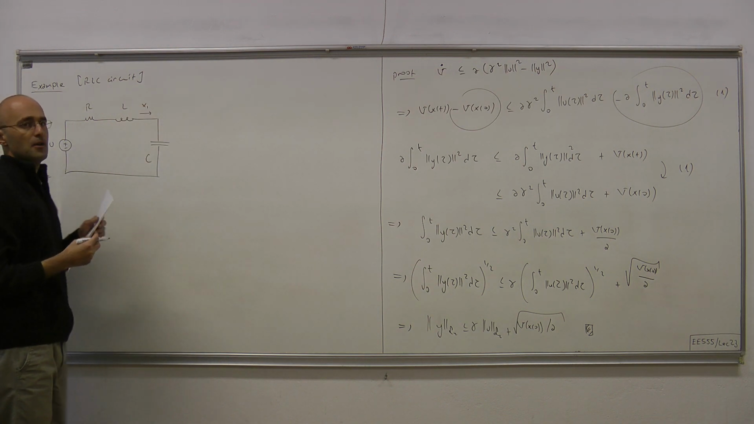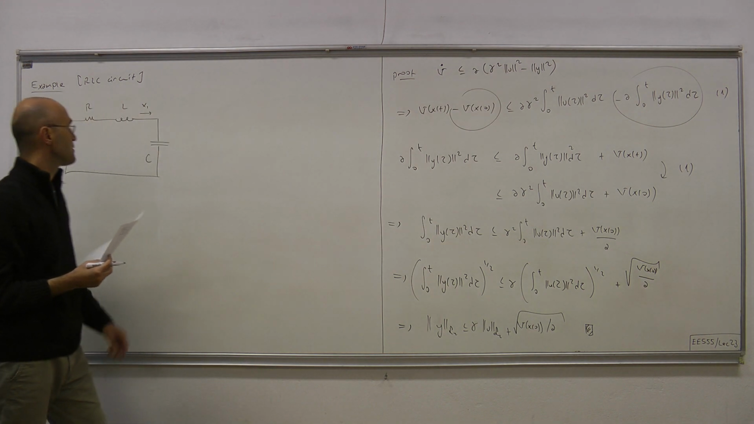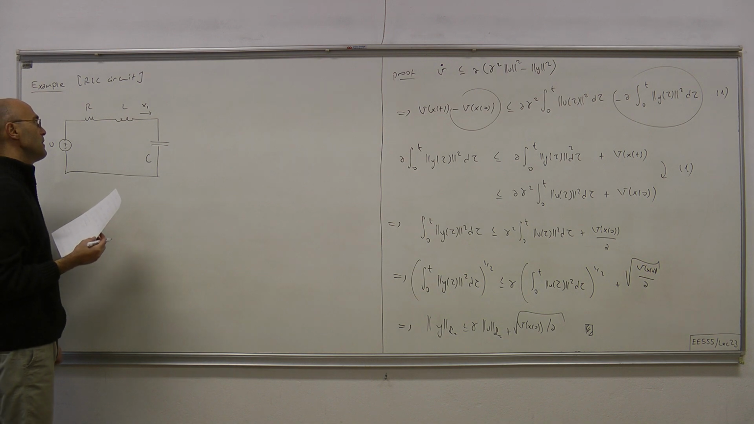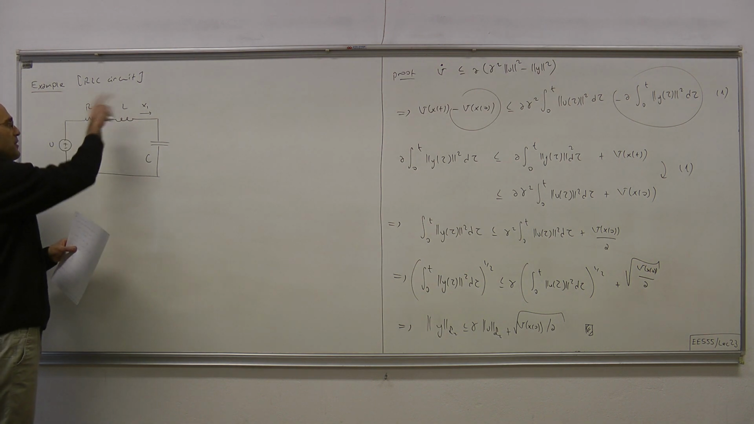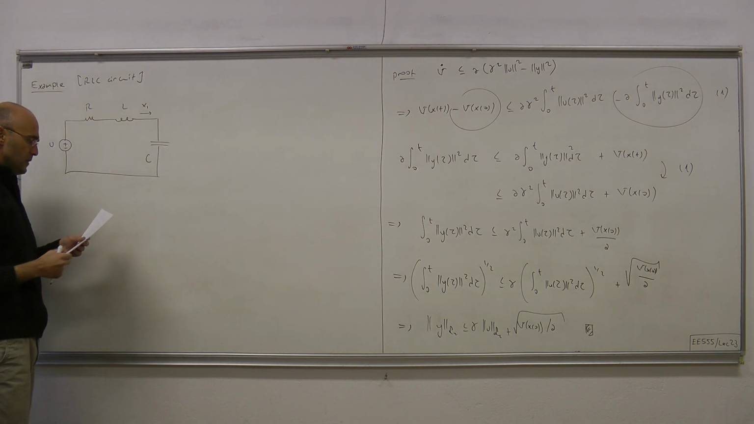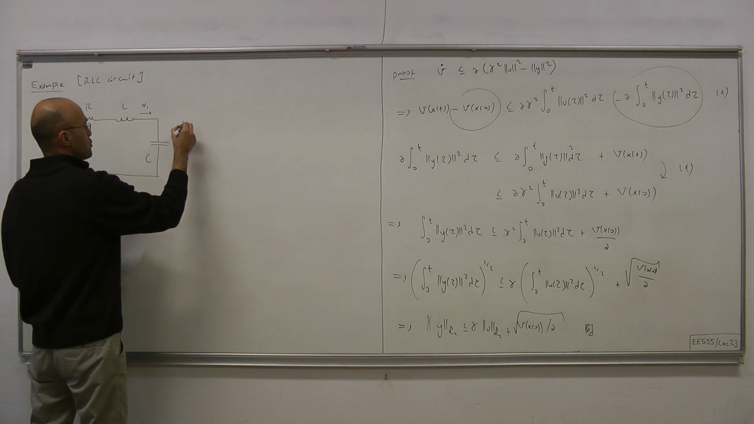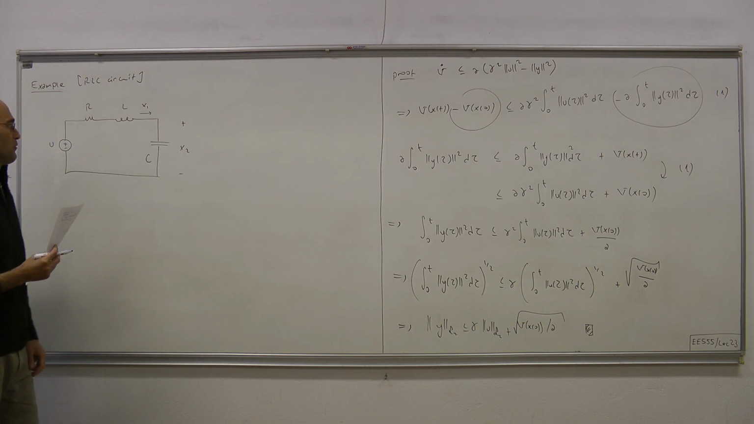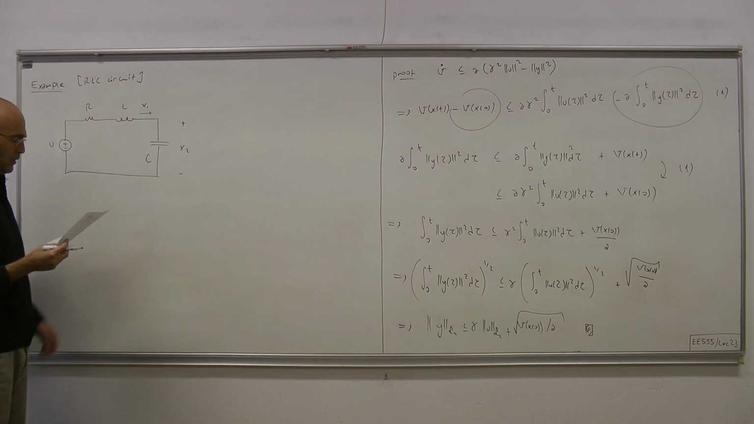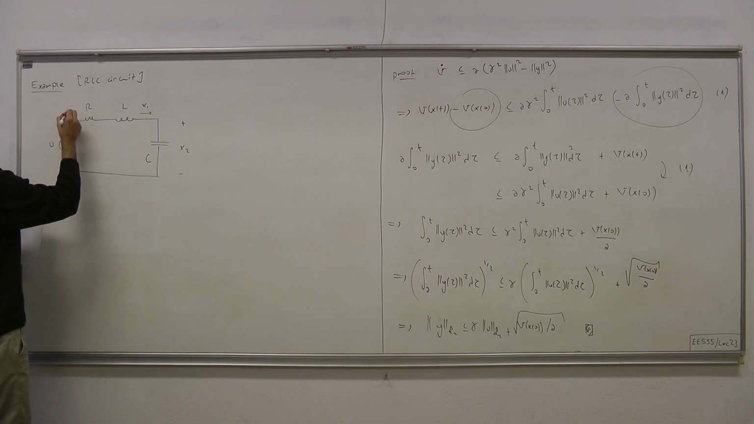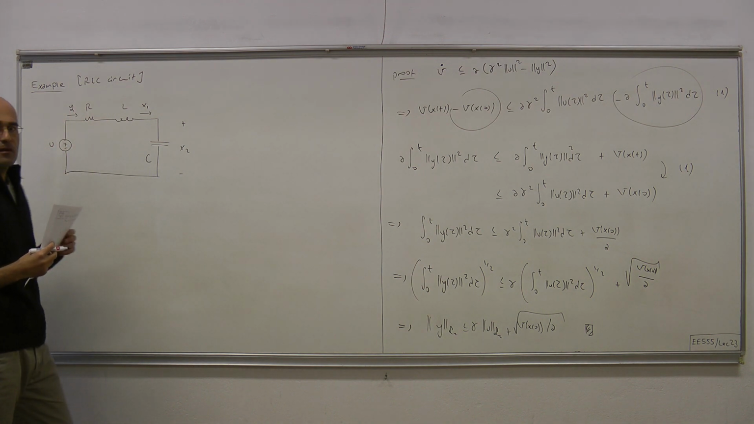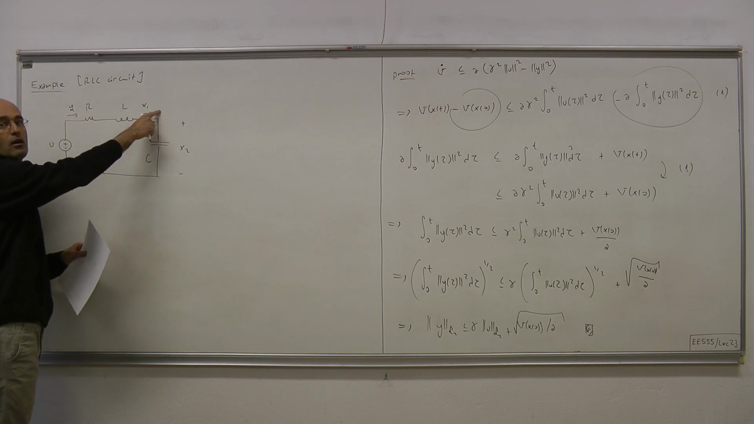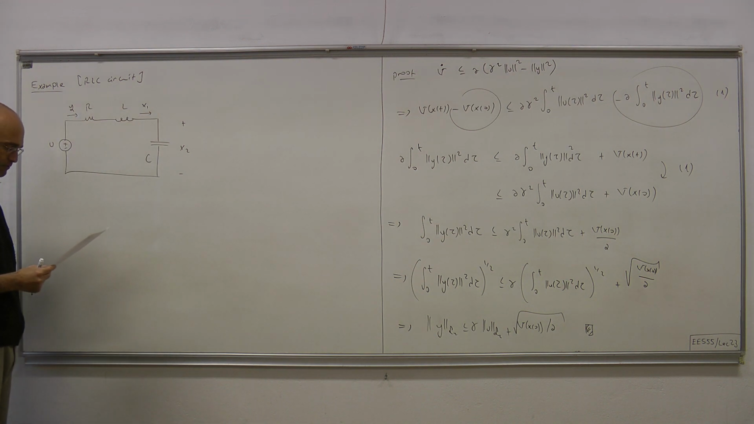Let us choose our states, as this is a second order system. Let us choose as our first state the current of the inductor, which by the way is the current of everything, because everything is in series connection. And let's choose the second state variable as the voltage of the capacitor, x1 and x2. And also let's choose the output as the current that flows in the circuit. Clearly this output is no other than our first state variable, x1.